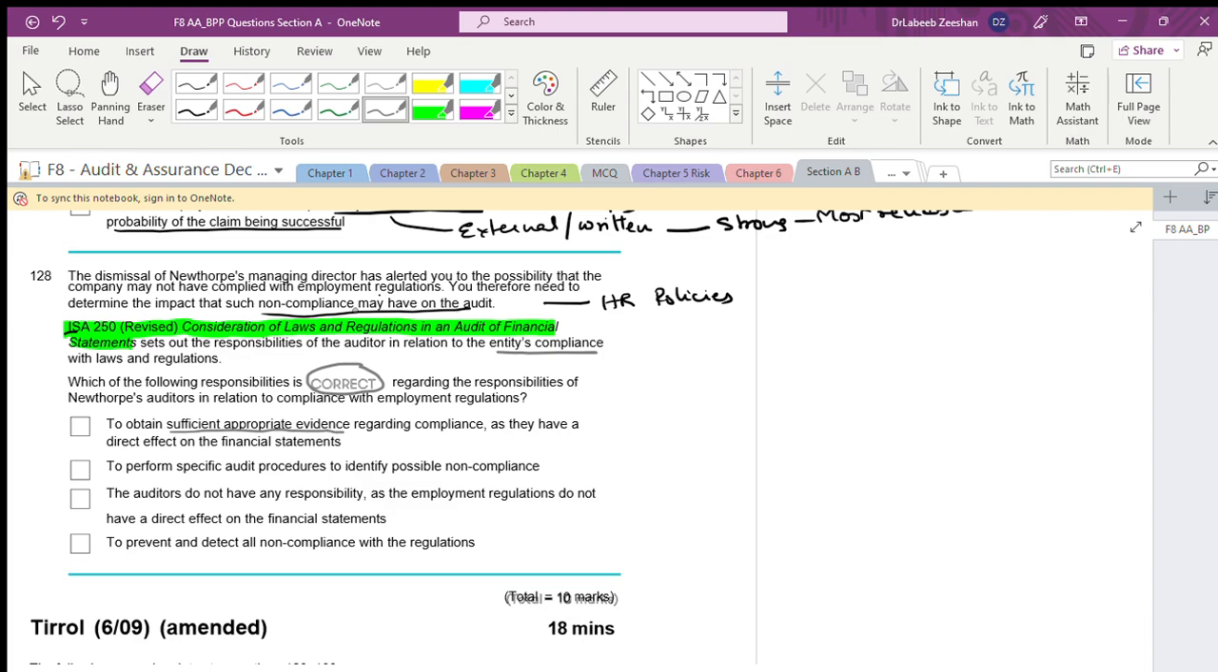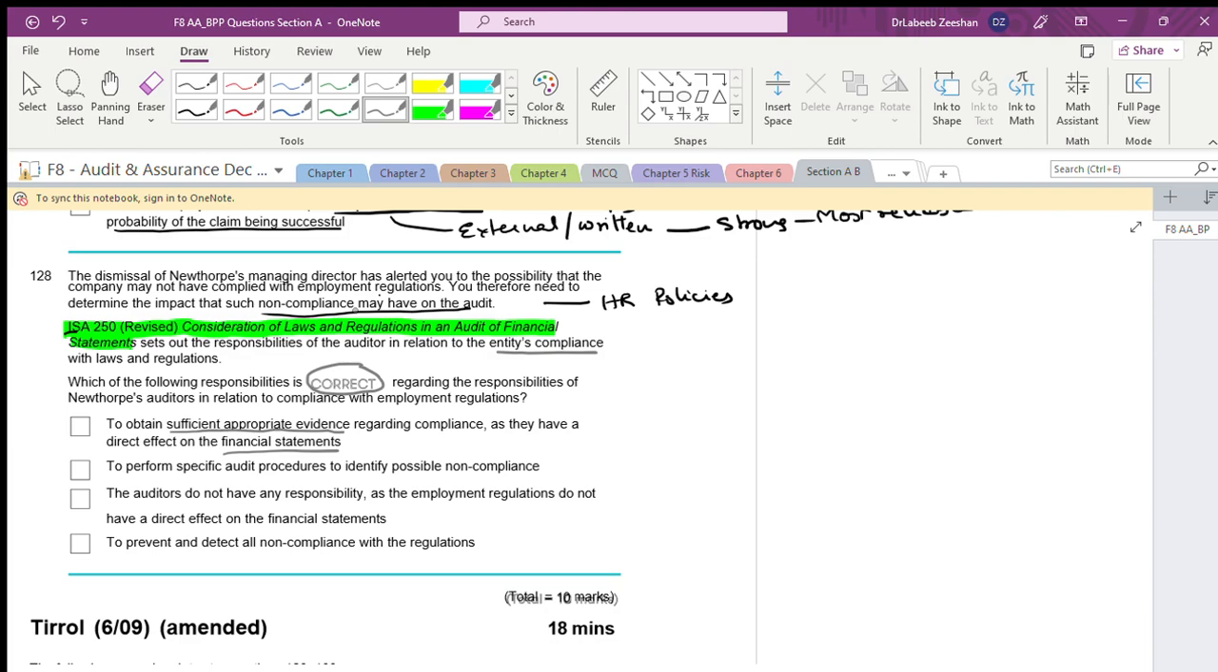See, the most important thing in this paper is that you should have the terminology. The language has to be the audit language. The moment you understand, the moment you can express that in the audit language, automatically things will be easy for us. To obtain sufficient appropriate evidence regarding the compliance as they have a direct effect on the financial statements. We are just obtaining. We are not doing anything else.